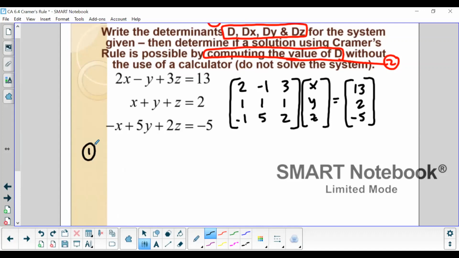Now we're just going to write out each of the determinants, not calculate them. And here's what I mean by write them out. We'll just write D equals, and we'll use the straight lines because that indicates a determinant. And then for D, we just fill in the coefficient matrix. 2, -1, 3, 1, 1, 1, -1, 5, 2. And that's all I want to do for write the determinant.